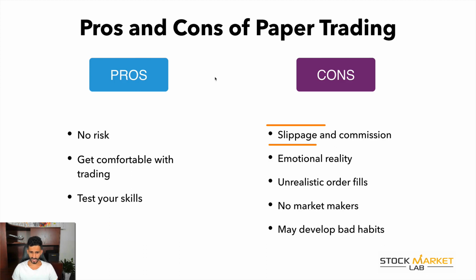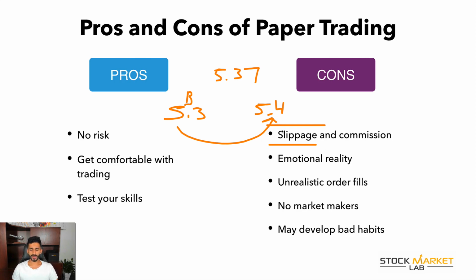So for example, if a stock is trading at $5.37, the buyers are at $5.30, the sellers are at, let's say, $5.40, and you want to buy the stock, you might actually get it for $5.40, which I'm going to explain in an upcoming video.